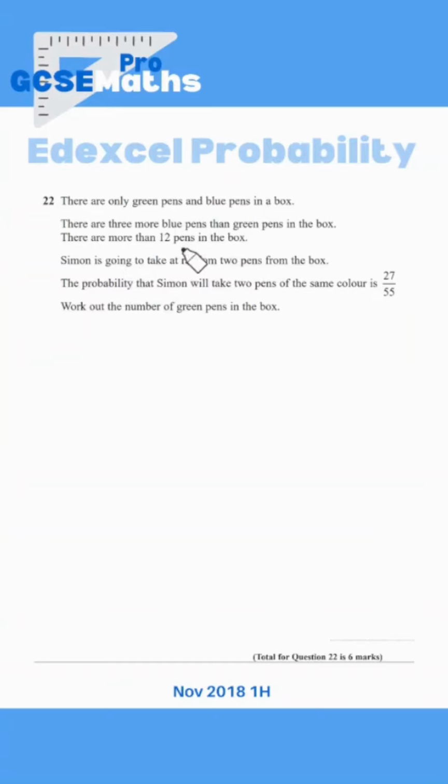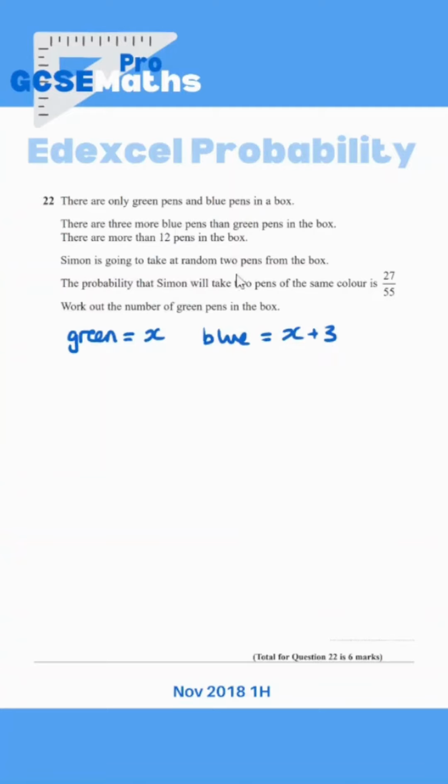some letters. I normally try and keep to one single letter if I can. So for example, choose the smallest quantity, which is in this case the green, and let's call that X. So the number of green pens is X. Therefore, the number of blue pens must be X plus 3. There are 3 more blue pens than green.